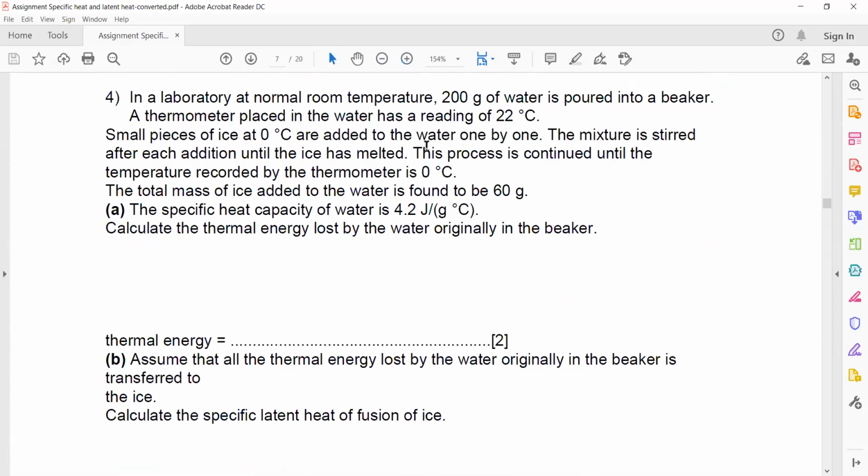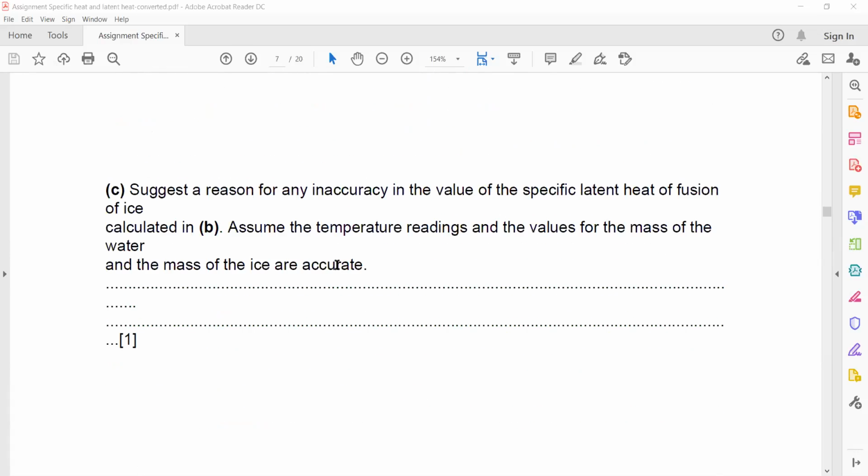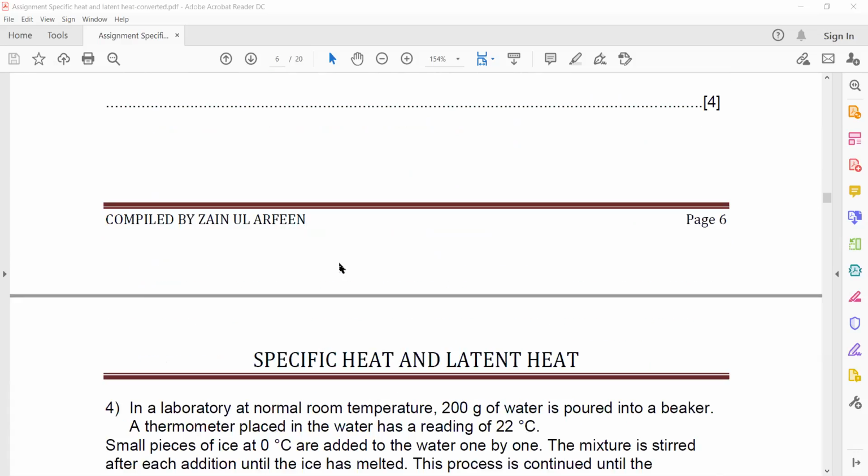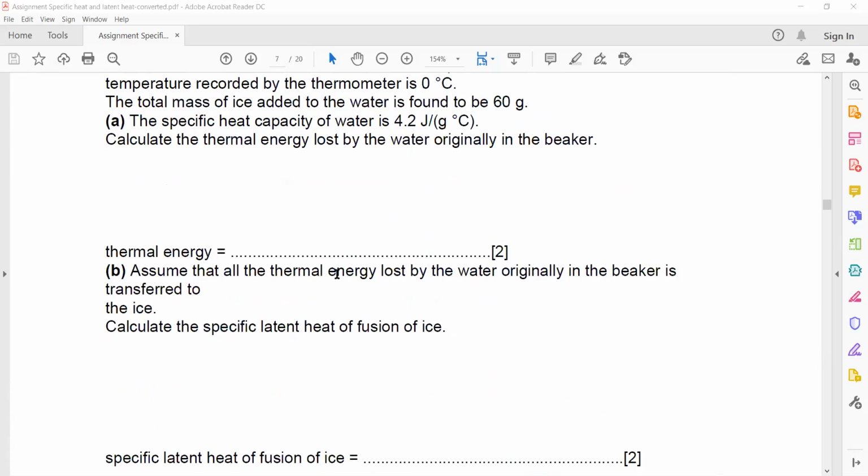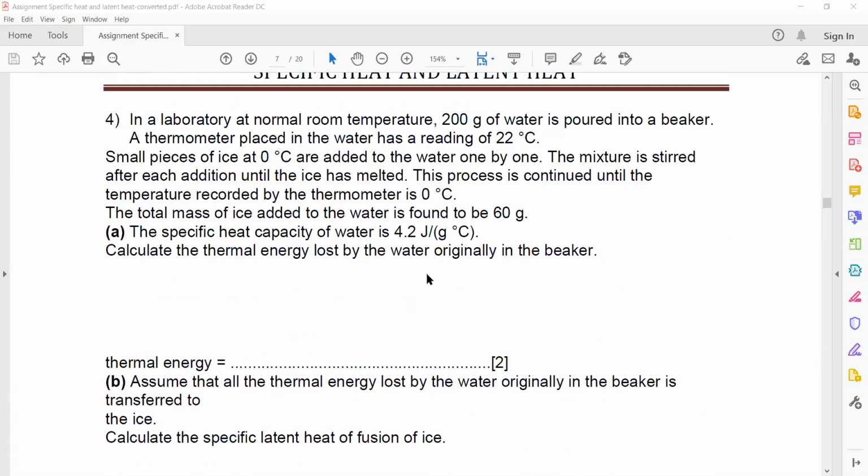Okay, in this question, minute left, so I'll share another link. I'll just discuss the question and explain it in the second link.